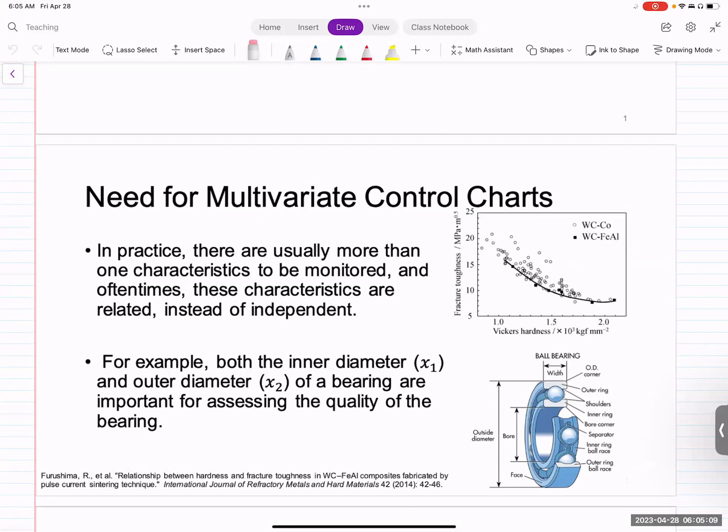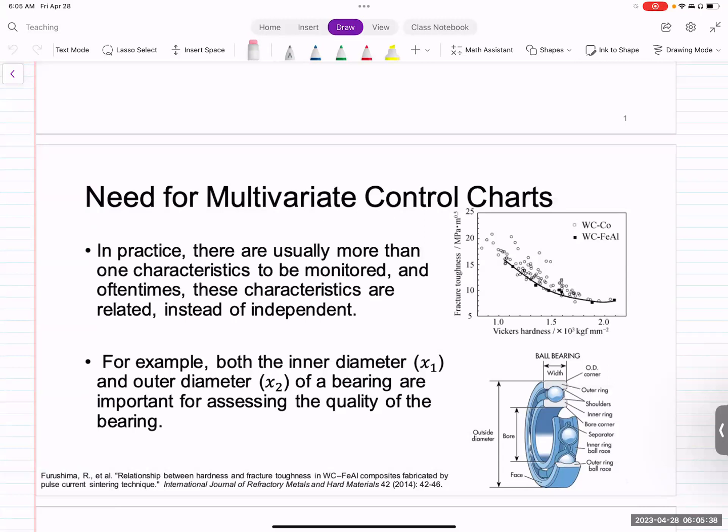To start off, and just a quick review, so far what we have really done is univariate control charts. We had a single quality characteristic, and then we plotted a single control chart. But in many real world applications and scenarios, you would actually see that there is more than one quality characteristic. In fact, this is an example that I'm showing here on the right-hand side.